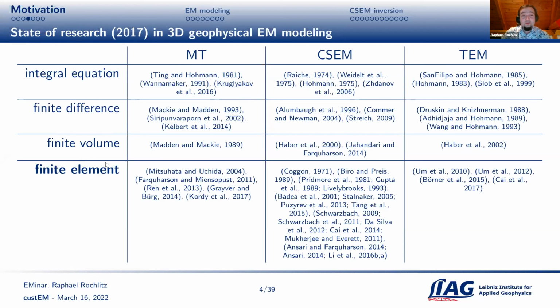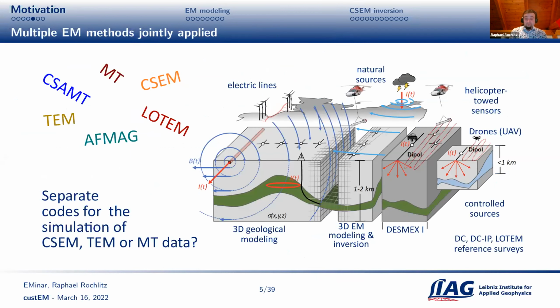And already in 2017, it was quite clear that the number of finite element codes was increasing, and it is increasing until now because of the possibility of unstructured tetrahedral grids to discretize areas with topography. I think this is the main reason why more and more people go for finite elements instead of other numerical methods.